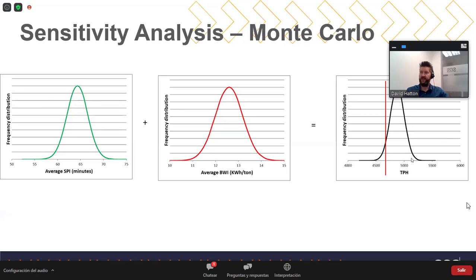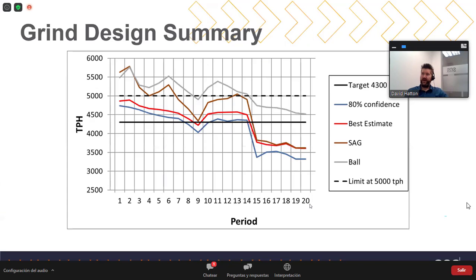So as an example here, the red line indicates 90% confidence. And so 90% of our results or our simulations or our possible results for that average block for that particular year are above this throughput. Putting this together back on our grind design summary graph, we now have this blue line. So that's our 80% confidence level for our best estimate as shown in red.